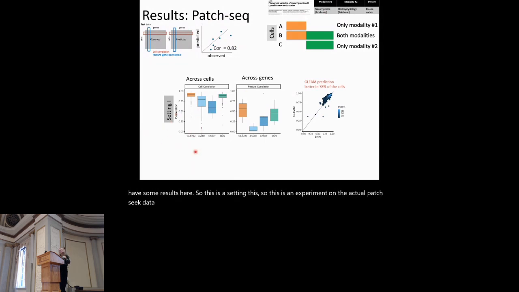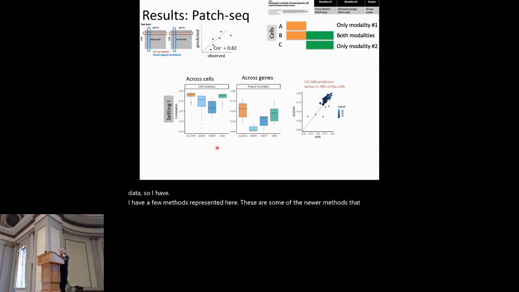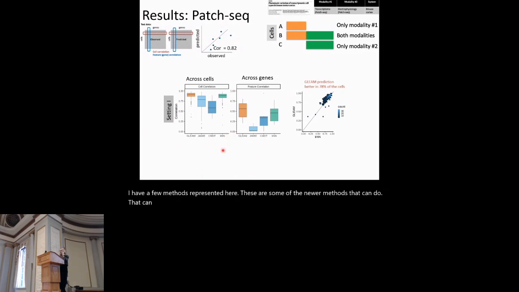I have a few methods represented here. These are some of the newer methods that can do integration and multimodality prediction. And then we also threw in a KNN just to see, once we have our heterogeneous graph constructed, what if instead of running a graph neural network, we did something much simpler? We just did KNN for imputation. And as you can see, it actually does pretty well. So this is cell correlations and also feature or gene correlations.